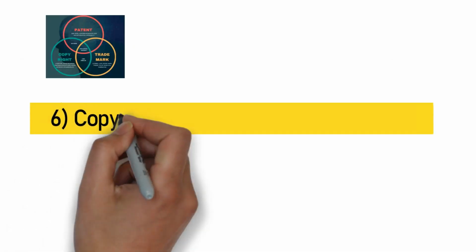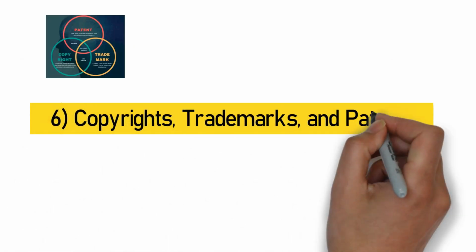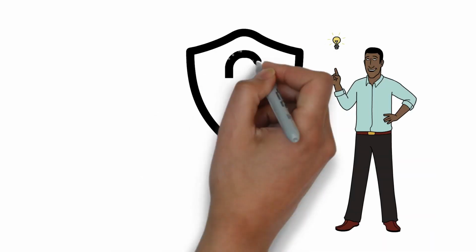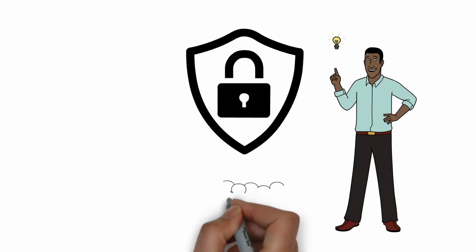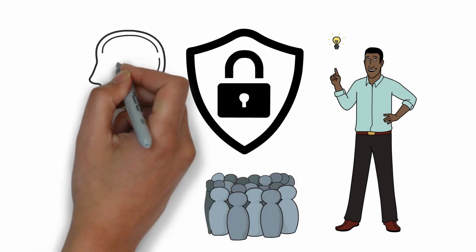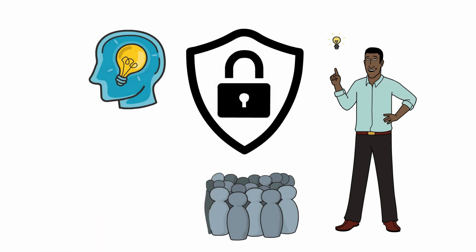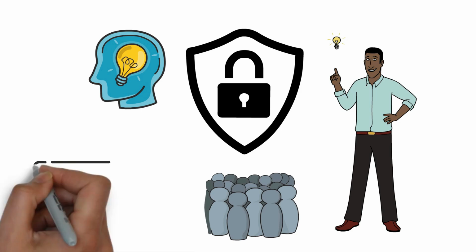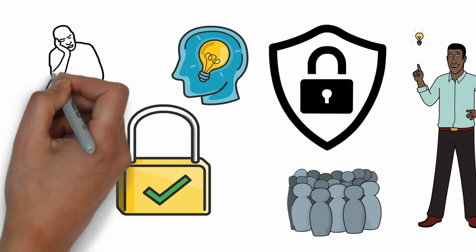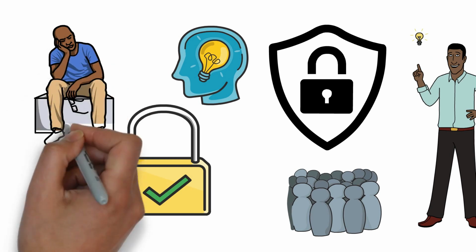Number 6, copyrights, trademarks, and patents. The three concepts, along with others, protect the creative work produced by entrepreneurs, providing additional incentives for creativity and promoting capitalism's creative destruction model. Without these safeguards, information and creative workers are helpless in the face of free distribution of their work.